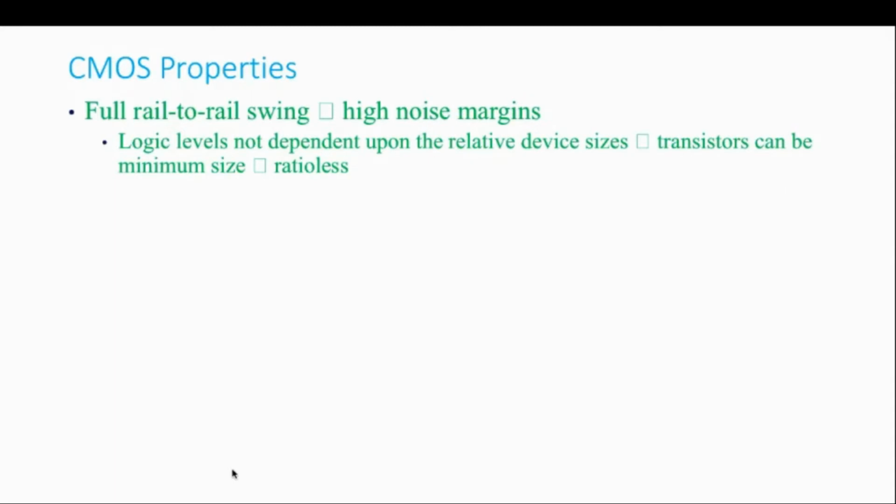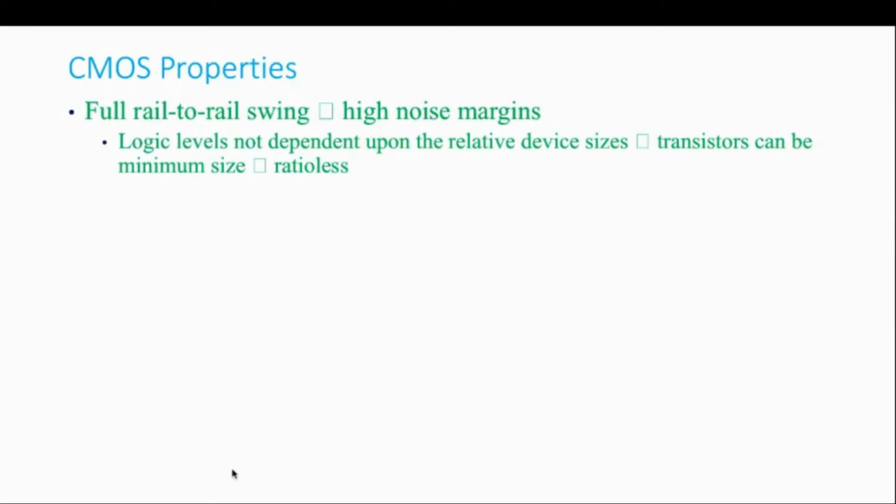So that's the advantage. Second advantage of your CMOS is, as you are having a full rail to rail swing, we are getting high noise margins. So that's again favorable as far as your noisy environments are concerned. Third advantage of CMOS being used in implementing digital circuits is that logic levels are not dependent upon relative device sizes.